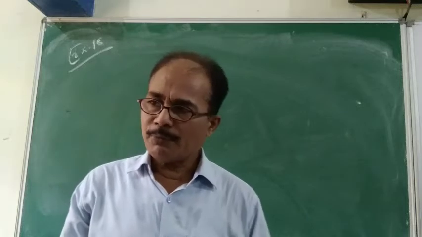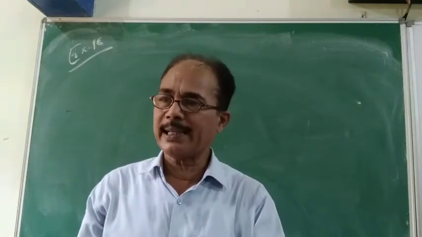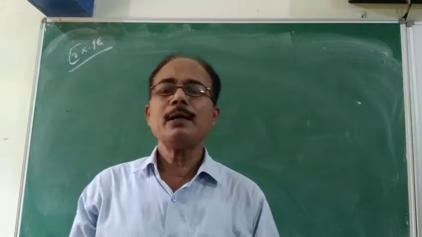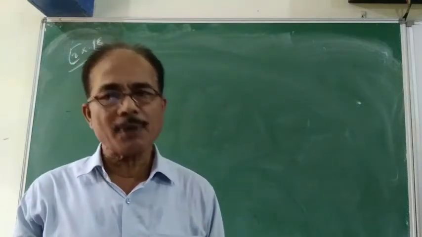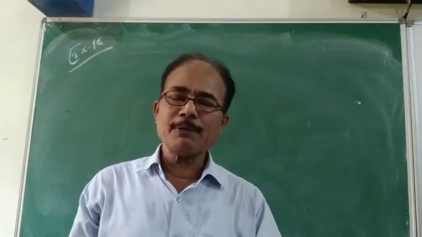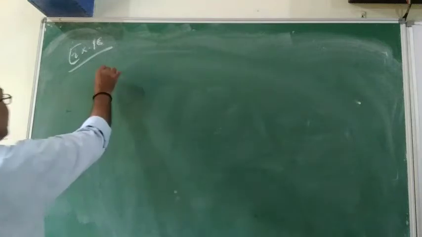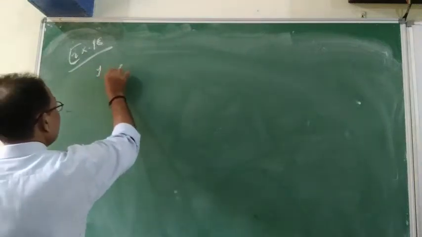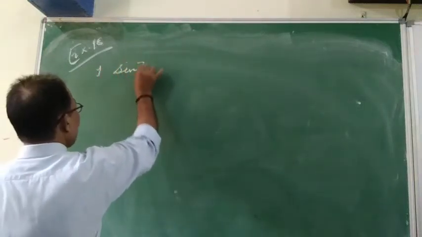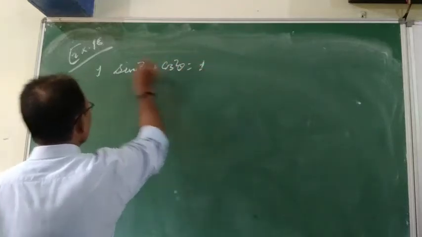So first of all, we will discuss some formulas which will be used in the identities. There is only application of the formulas of identities from question number 8 up to 26. We will divide the formulas mainly into two parts. Part 1, look here: number 1, sine square theta plus cos square theta is equal to 1.